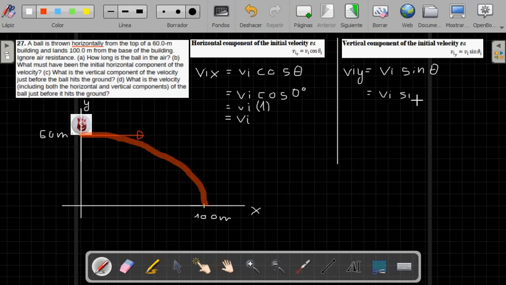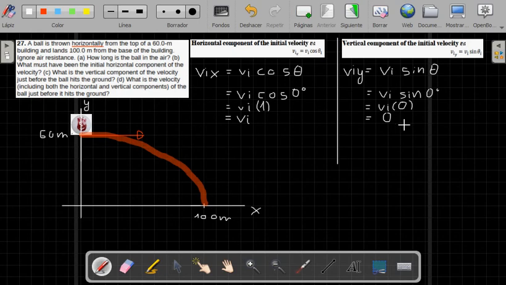I'm going to write here the sine of 0 degrees, and the sine of 0 degrees is equal to 0. So I'm going to multiply the initial velocity, whatever its value is, because we don't know it, multiplied by 0. And 0 multiplied by anything is going to be 0.